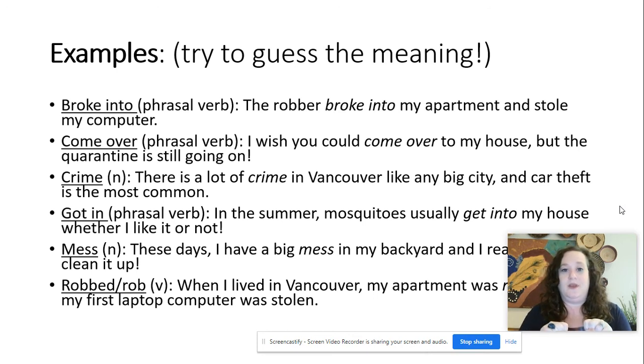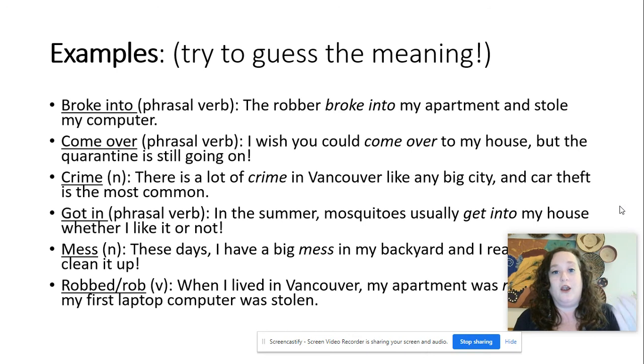So, we talked about this word last week also, this phrasal verb. So, break into, is this gently or with force? Okay, we know the word break, so break into. All right, I think you know what the meaning is. Let's go to the second one.